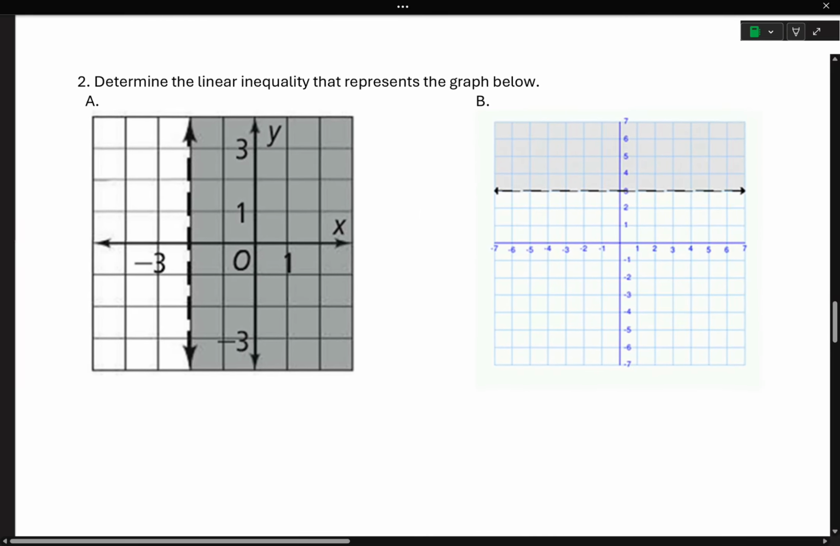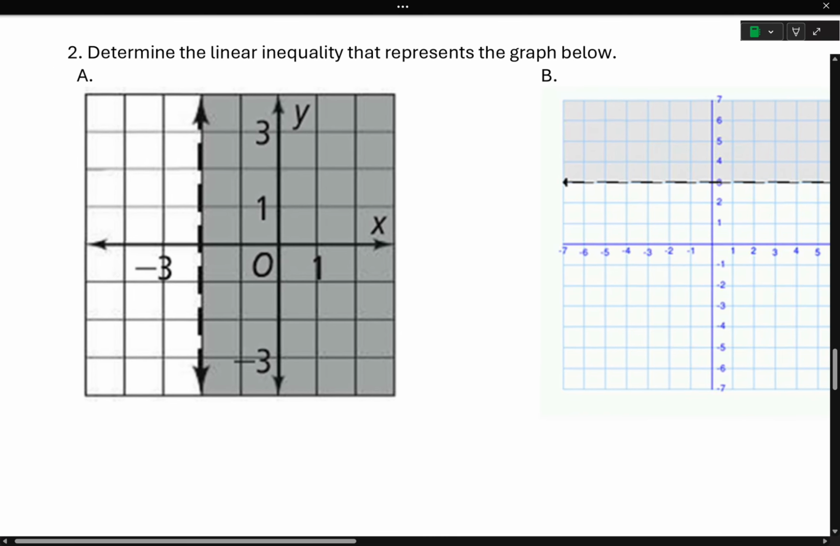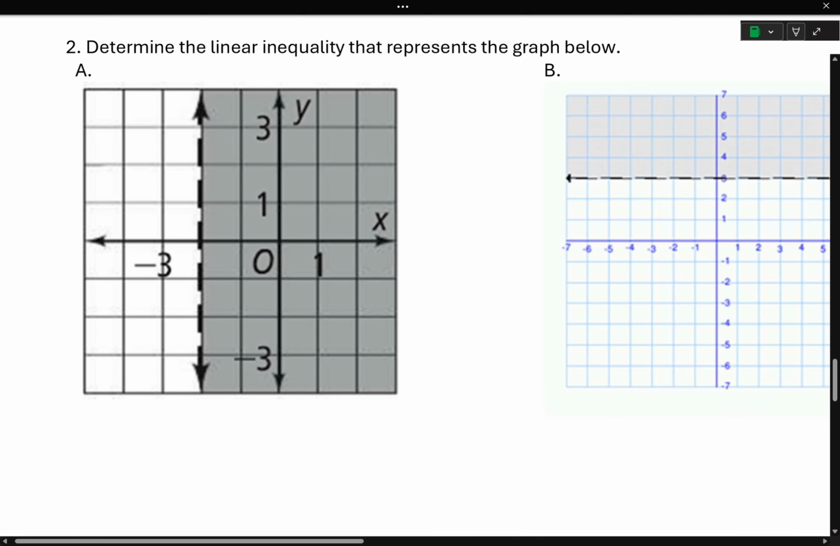Let's try it for number 2. Now, number 2 has a weird one. This is a line going up and down. It passes through one of the axes. It passes right here. Does it pass through the x-axis or the y-axis? It passes through the x-axis. It never crosses y because it's going up and down. This is an x line.